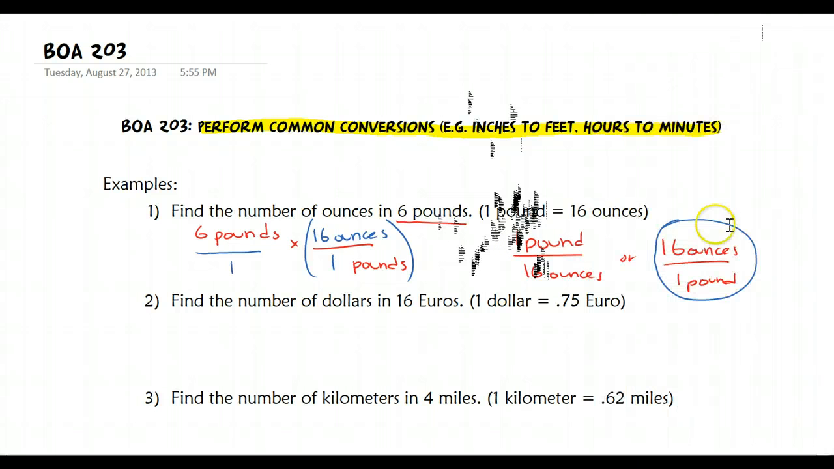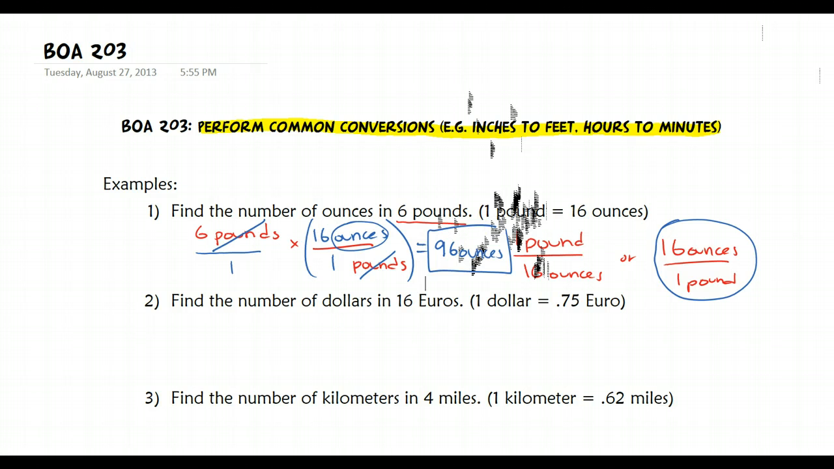Now what's nice about this is that our units cancel here. Pounds cancels with the pounds, and we ended up with the number 96. We know our unit here is going to be ounces. That's what we're solving for. So there are 96 ounces in 6 pounds.